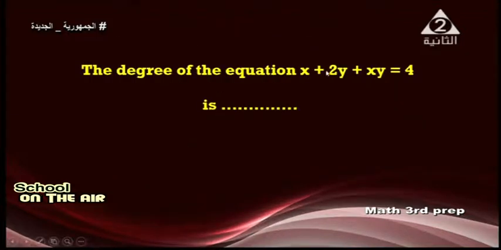The degree of the equation x plus 2y plus xy equals 4. I want to get the degree. X alone has power 1, so the first term is first degree. 2y alone is also first degree. X and y together, it means that we will get the sum of the two powers. So we are talking about a second degree equation.